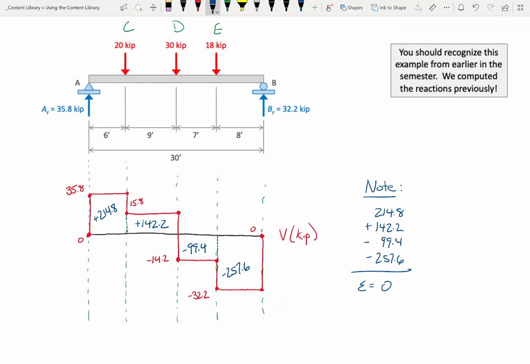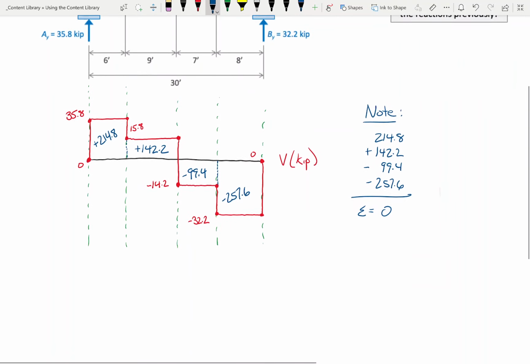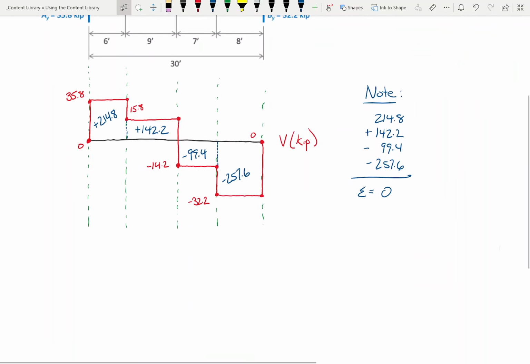So the next thing that you do is you construct the moment diagram, okay?